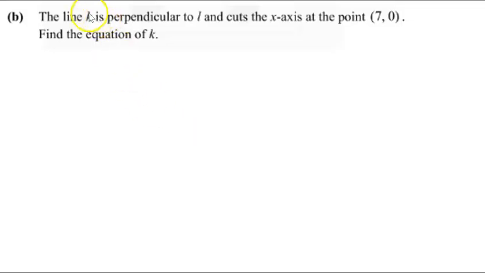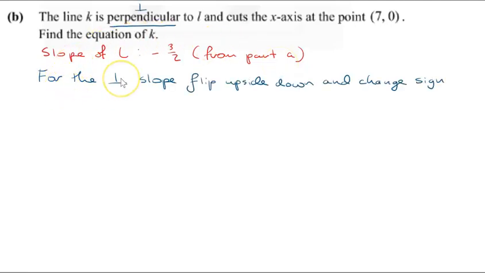B. The line K is perpendicular to L and cuts the x-axis at the point 7, 0. Find the equation of K. So the slope of L is minus 3 over 2. We worked that out in part A. For the perpendicular slope, flip upside down and change the sign. So the slope of K is positive 2 over 3. So the minus becomes plus and 3 over 2 flips upside down to become 2 over 3. This is known as the negative reciprocal.